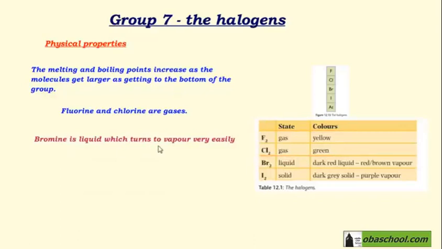Bromine is a liquid, and it turns to vapor very easily. It's not a gas like chlorine and fluorine, it's a liquid, and it turns to vapor very easily. It's a dark red liquid. When it's vapor, its color becomes red to brown.